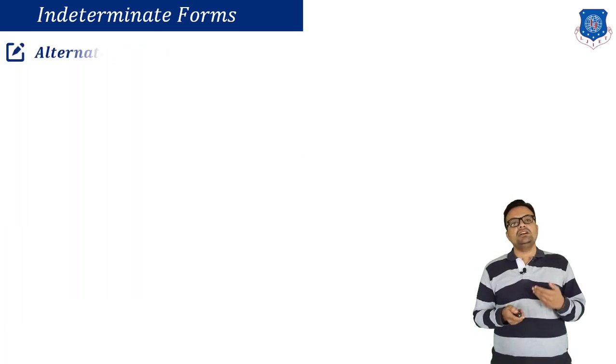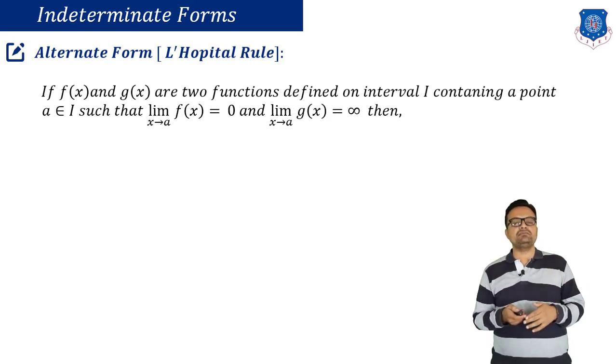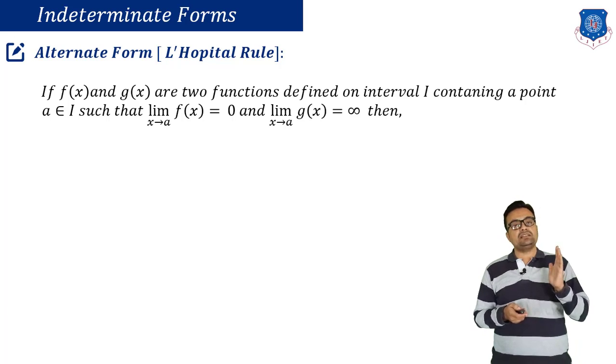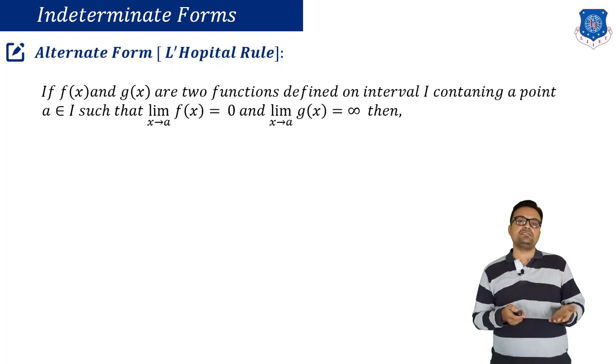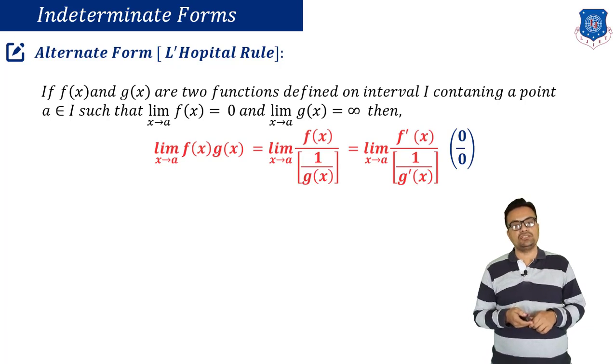Now let us deal with another form. What will happen if we have two functions f of x, g of x, defined on interval I, but as we take limit x tending to a, f of x is 0, and if we take limit x tending to a on g of x, the answer is infinity, and they are in multiplication, f into g.